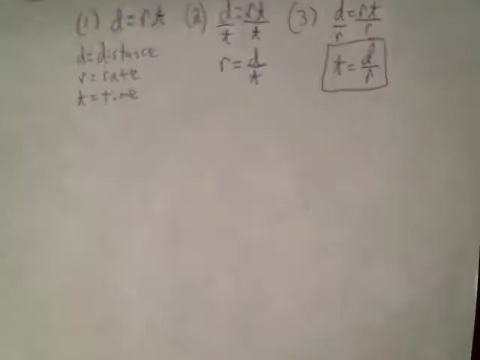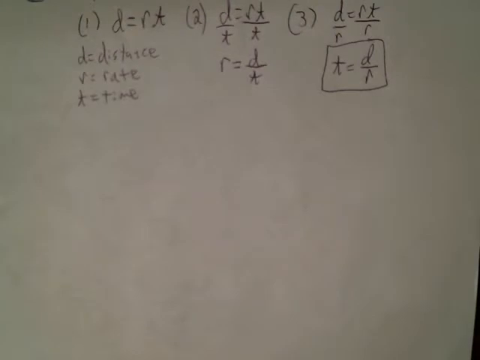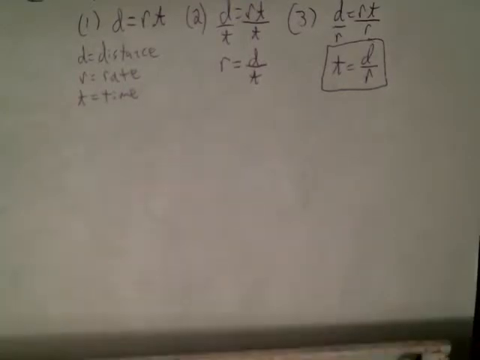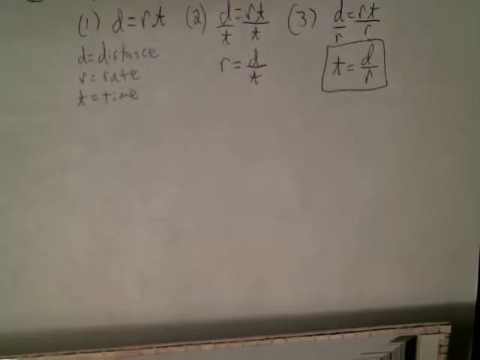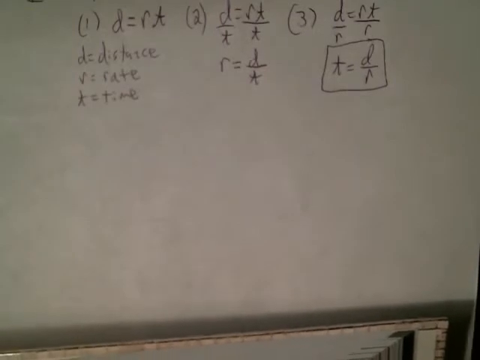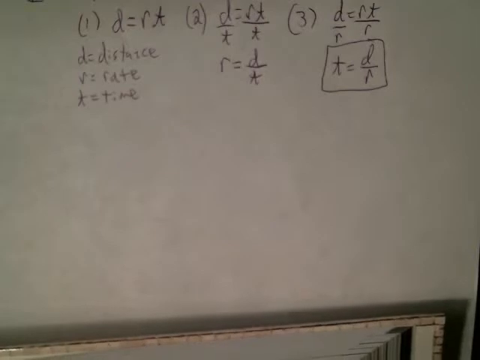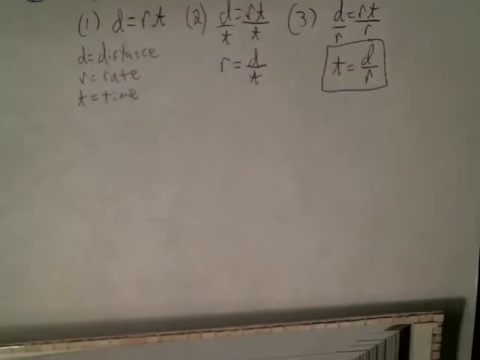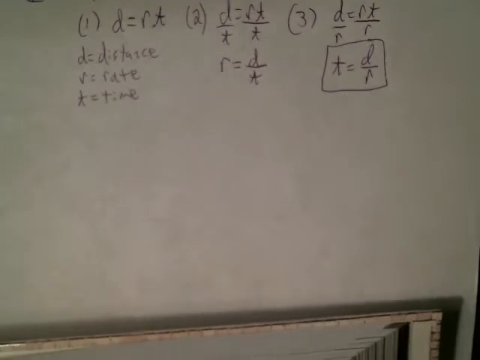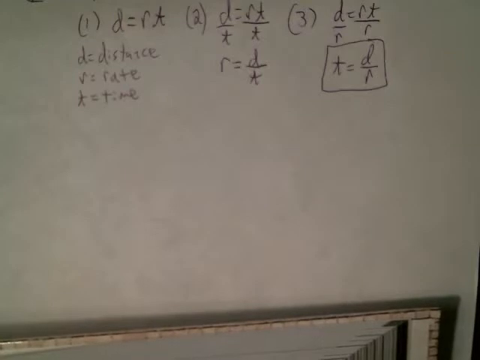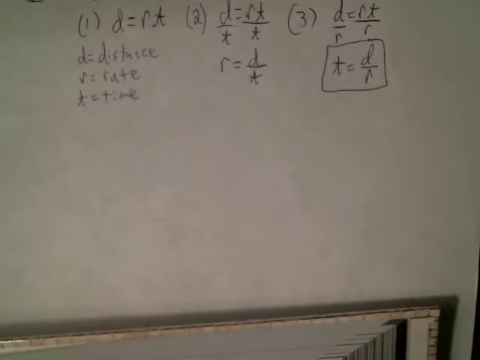Anyways, let's take a look at the first problem. It's checkpoint 1 in the book. You're canoeing on the Colorado River. In still water, your average canoeing rate is 3 miles per hour. It takes you the same amount of time to travel 10 miles downstream with the current as 2 miles upstream against the current. What is the rate of the water's current?